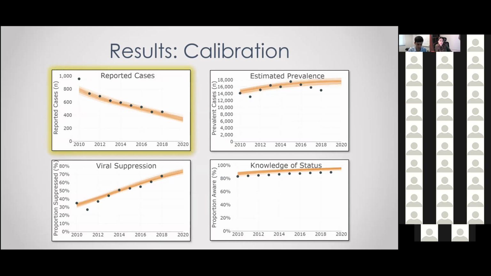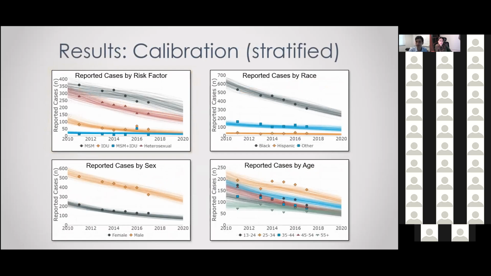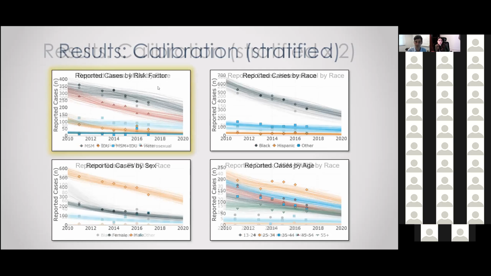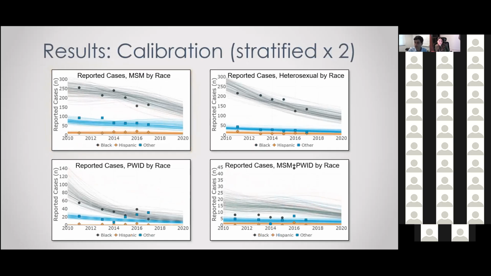But we're actually calibrating to a finer detail than that, right? If you take those reported cases, you can break them down by risk factor, by race, by sex, by age. And the model is reproducing all these calibration targets. It's even more complicated than that, because you can substratify within risk factor by race, by age, by all these things. So here is hitting the intersections of risk factor and race. And it's hitting all these targets, for prevalence and all these targets, at multiple levels of stratification.